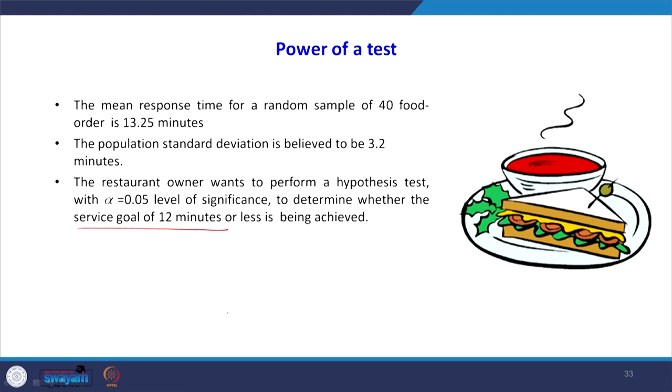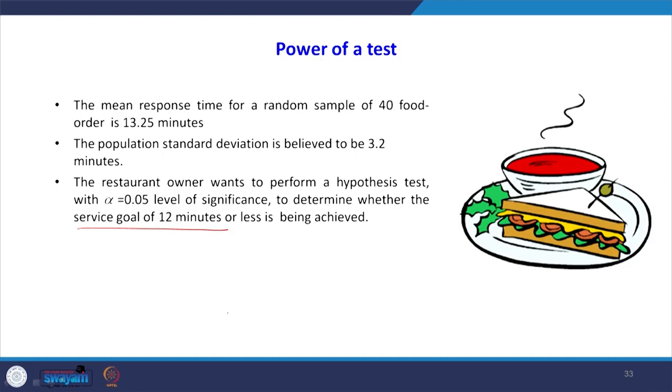The mean response time for a random sample of 40 food orders is say 13.25 minutes. The population standard deviation is believed to be 3.2 minutes. The restaurant owner wants to perform a hypothesis test with alpha equal to 5% significance level to determine whether the service goal of 12 minutes or less is being achieved.